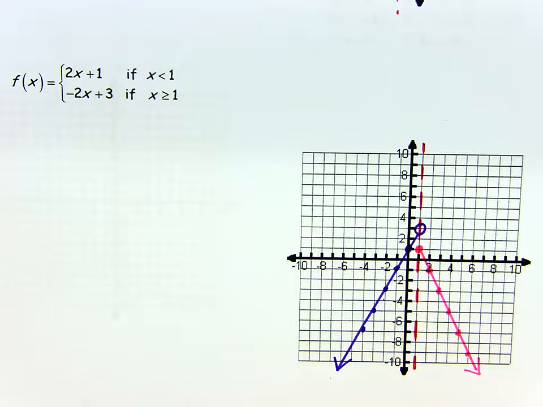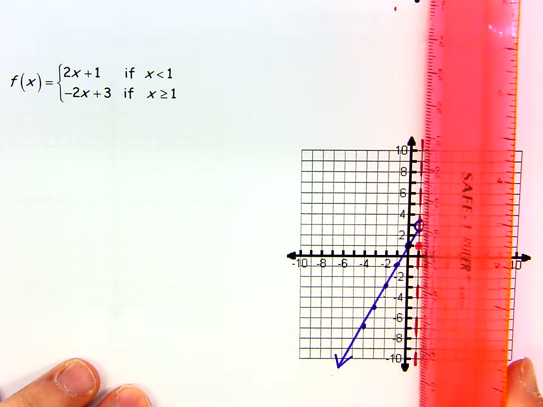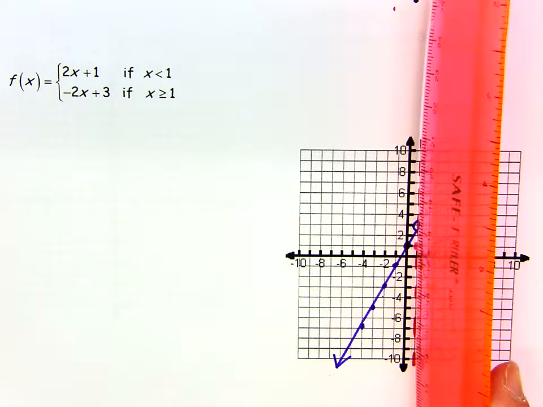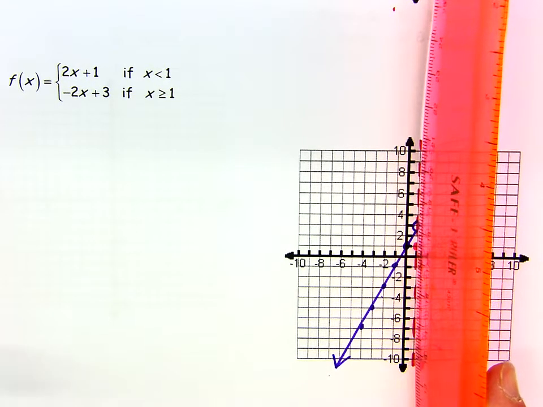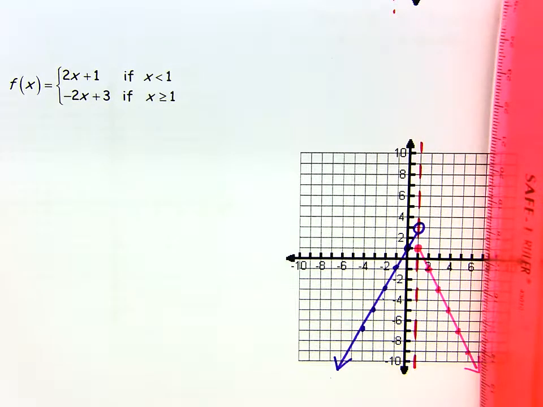Does this thing pass the vertical line test? It does, right? On here, and when there are two dots on top of each other, one's open, one's closed, that's fine. I just can't have two closed on top of each other, and then that proceeds.